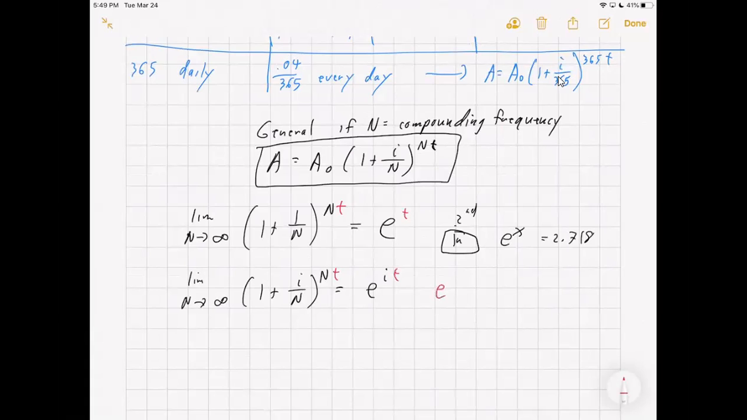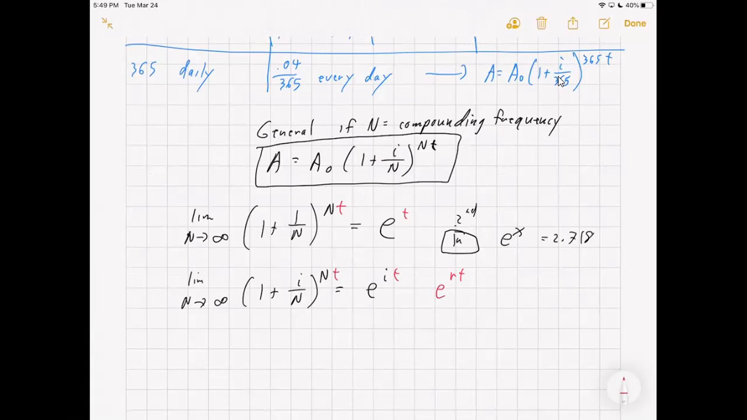Often we'll say that is e to the rt because I can get confused with the imaginary number, the square root of -1. So it often is written as e to the rt. But in our text, when we talk about the interest rate, they use the variable I. So that will be helpful.